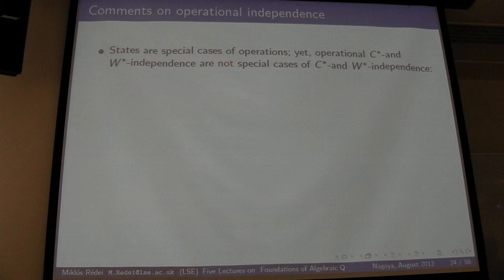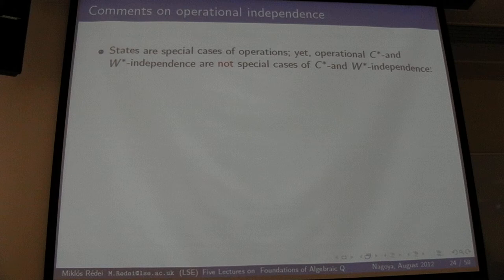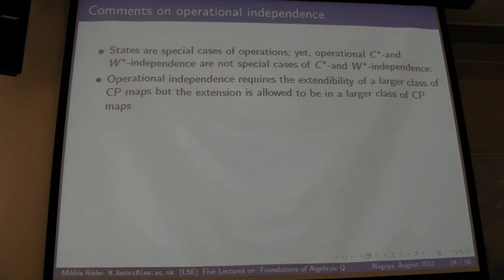Anyway, comments. States: I claim that states are special cases of operations, yet I claim that operational C star and W star independence are not special cases of C star and W star independence. This is a trivial remark, but it's good to keep in mind. Why? Because operational independence requires extensibility of a larger class of CP maps, not just states, and the extension is allowed to be in the larger class of CP maps too. So there is no a priori prima facie relation between the two.